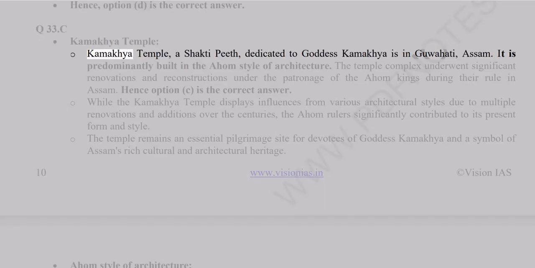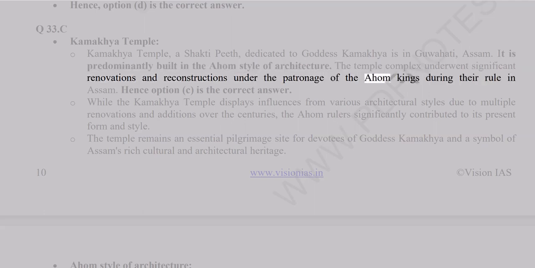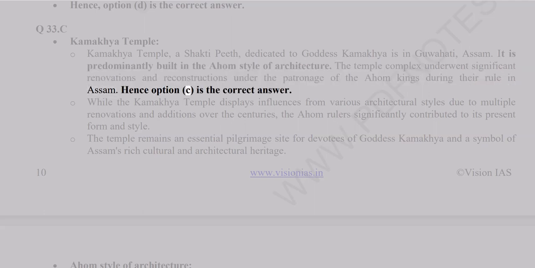Q33. C. Kamakhya Temple. The Kamakhya Temple, a Shakti Peeth dedicated to goddess Kamakhya, is in Guwahati, Assam. It is predominantly built in the Ahom style of architecture. The temple complex underwent significant renovations and reconstructions under the patronage of the Ahom kings during their rule in Assam. Hence, option C is the correct answer.